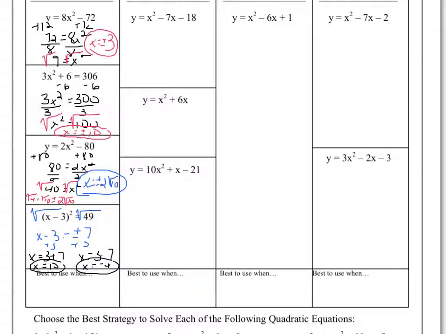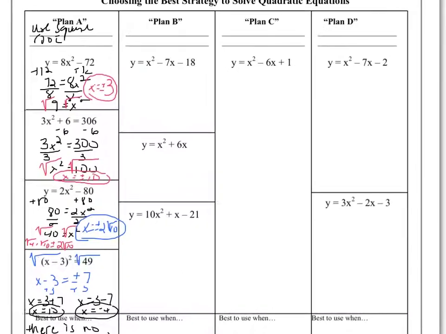Okay, so again, just to put a little note, this is best to use when there is no b term. Okay, that's the middle term. There is no b term. If you want to just put a little reminder, that's the middle. Okay? All right, let's continue on to the next one.